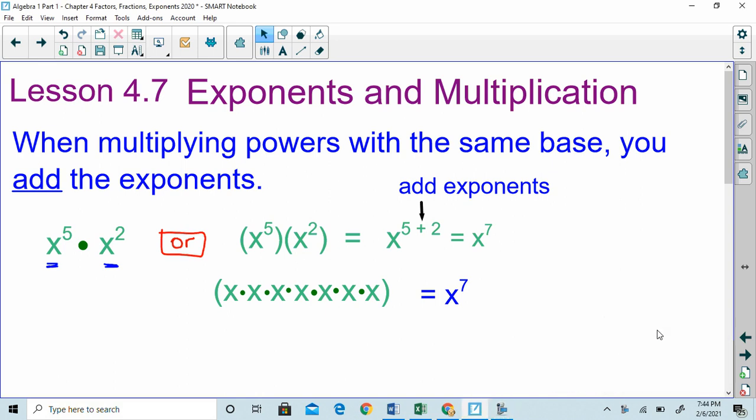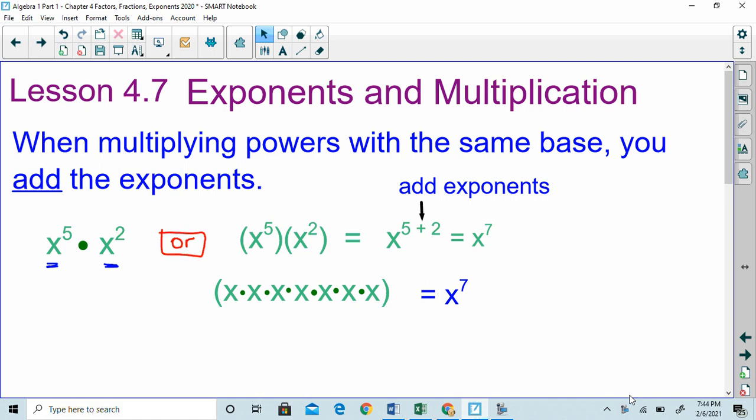In our last class, we had a little preview of today's lesson. Lesson 4.7 is exponents and multiplication. When multiplying powers with the same base, you add the exponents. And I show it to you in several ways.